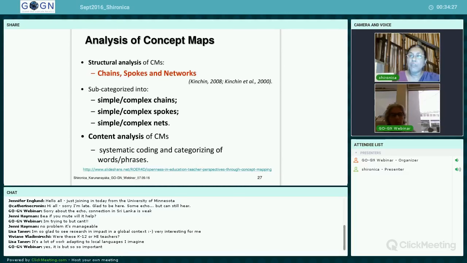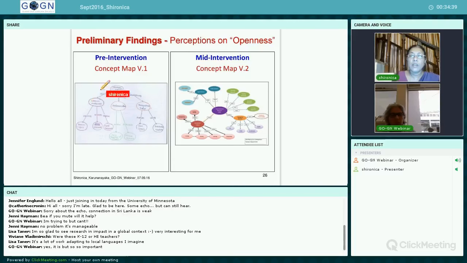And the second level was spokes, where concepts would, if I go back to my previous slide, I can explain it better, I think. Okay, now this would be a more linear type of thing. But this is like a spoke, from one concept, several other concepts radiating from the main concept. So starting from a linear sort of mapping, moving to a more complex type of concept map.